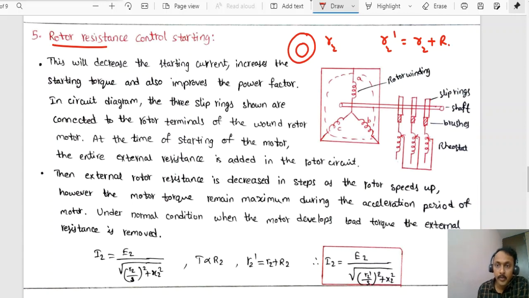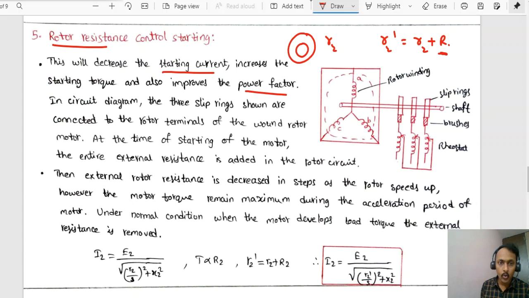So for the rotor winding, by some external means we are going to add some resistor. Because of that, the rotor resistance will be treated as R2 dash, which equals R2 plus R. By adding this external resistance, the starting current will decrease. Very, very important: by adding some external resistance, you have controlled the starting current. This will decrease the starting current, increase the starting torque, and also improve the power factor.